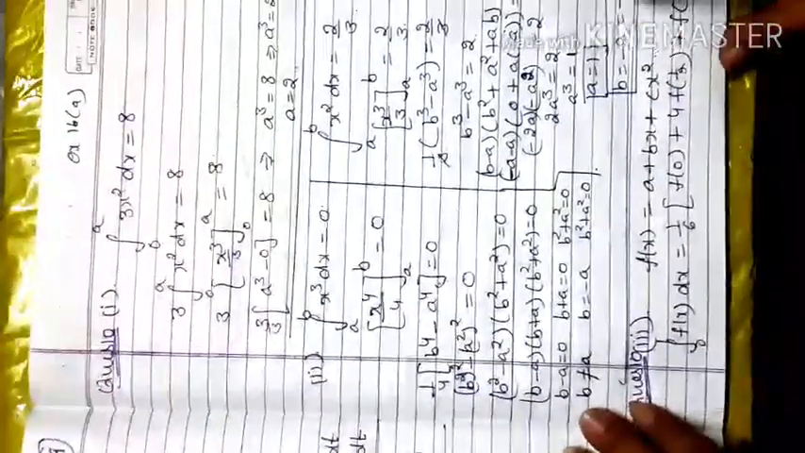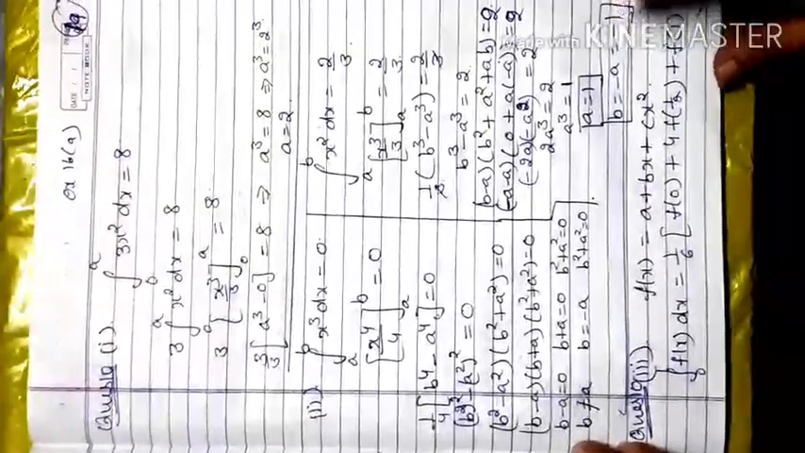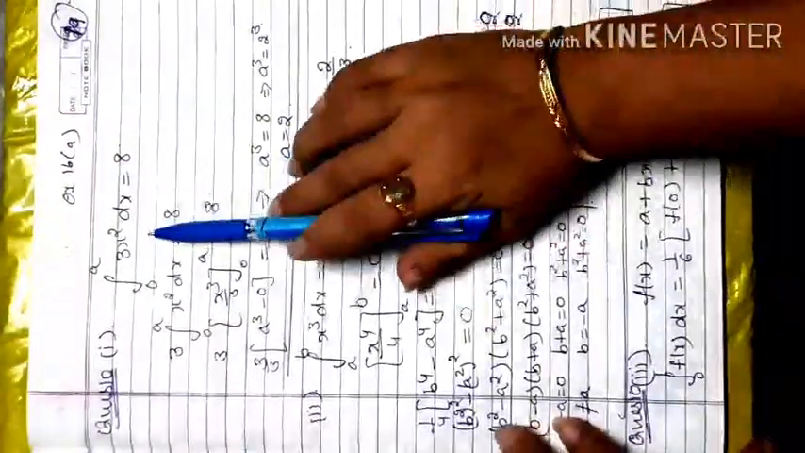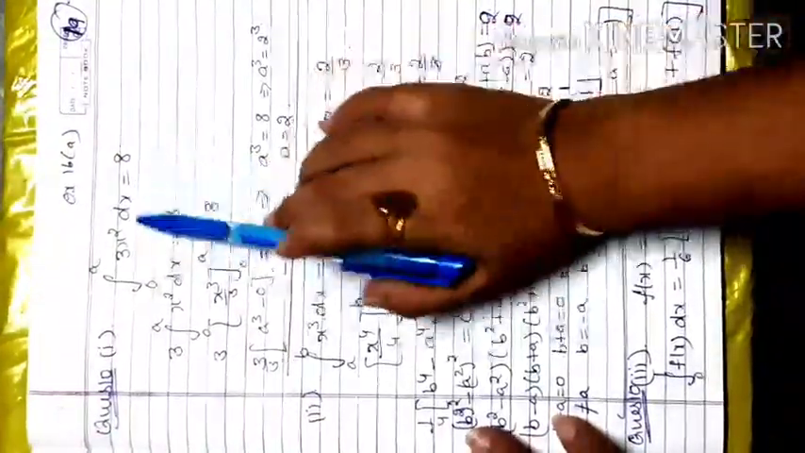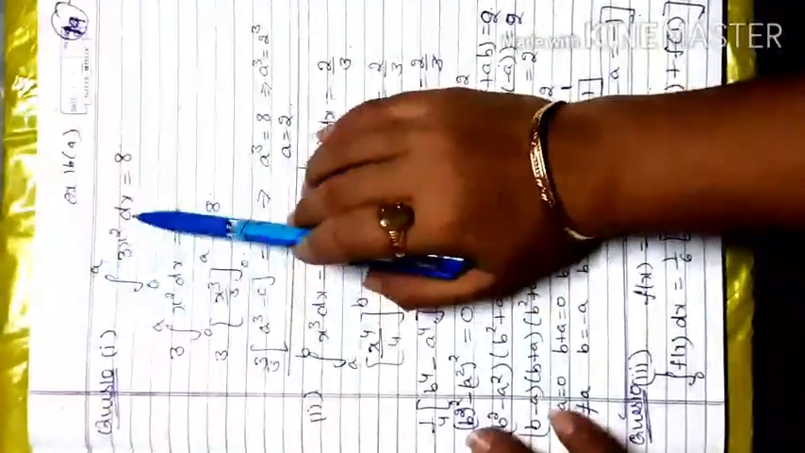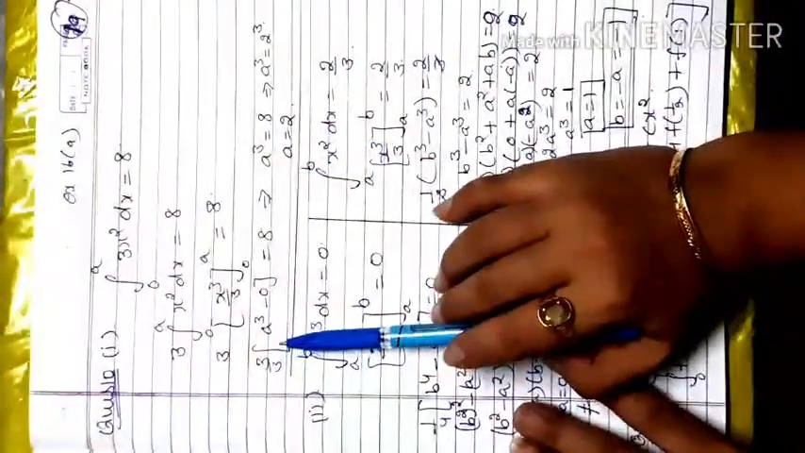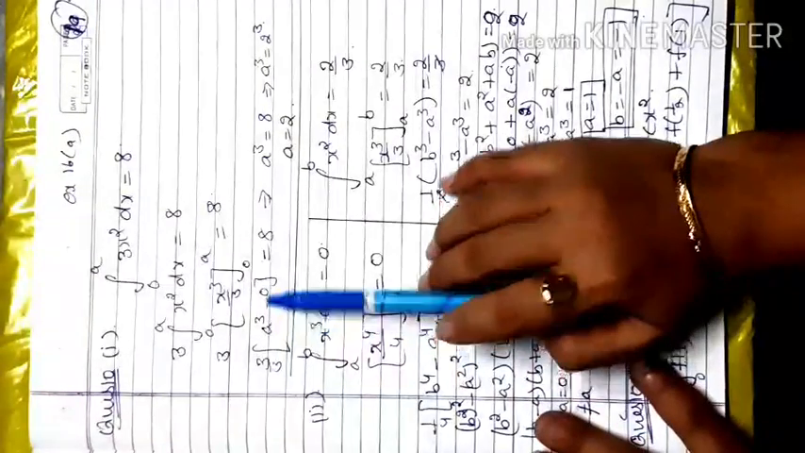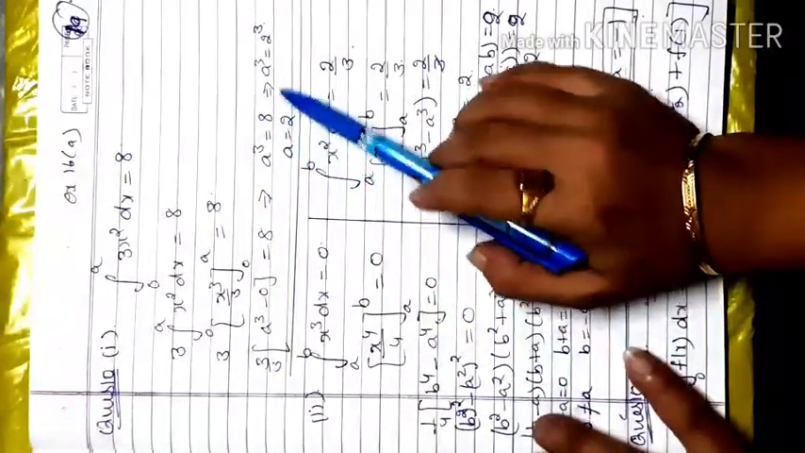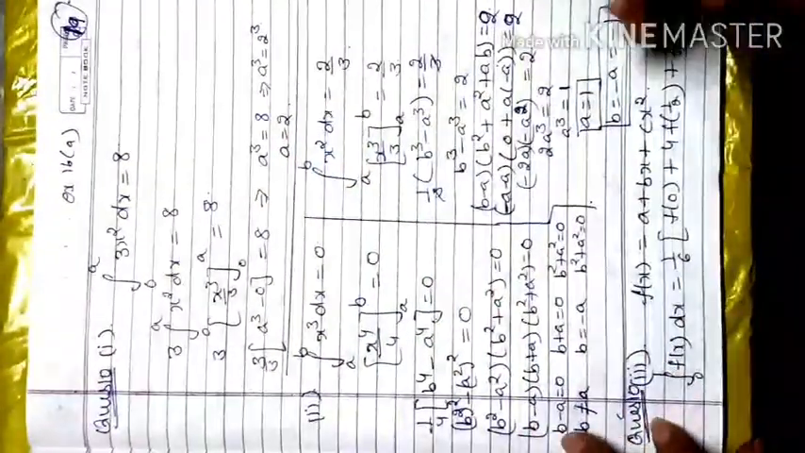Next is the 10th question, first part. In this 10th question, first part, the integral of 3x square dx is equal to 8. First you have to integrate normally. On the left side you will get a cube. After integration, equate a cube with the right side, and you will get the value of a as 2.